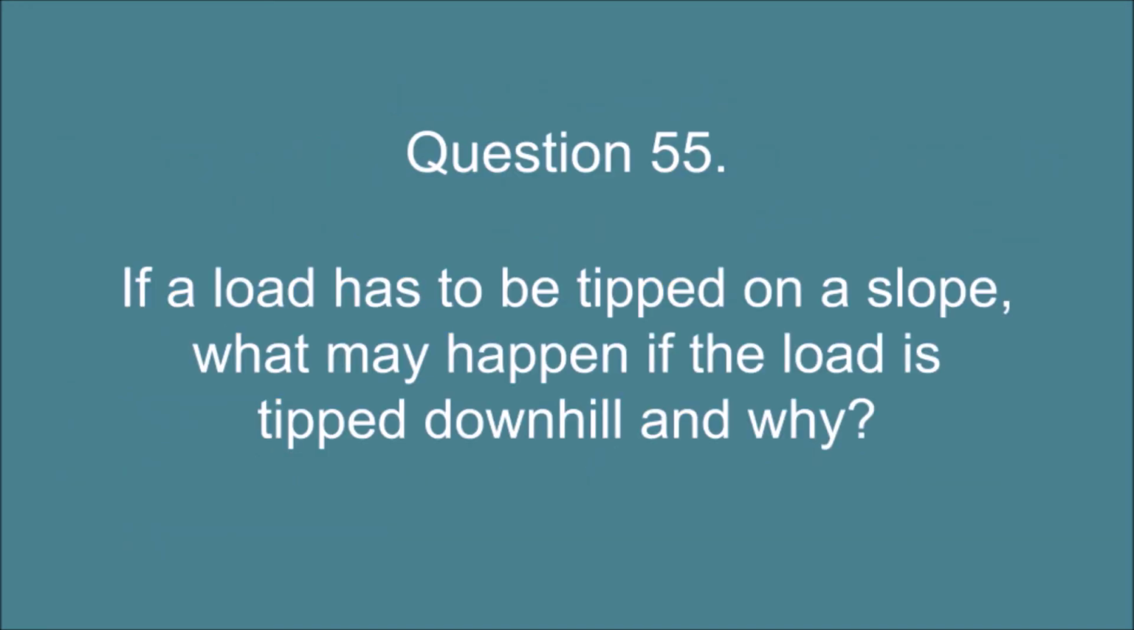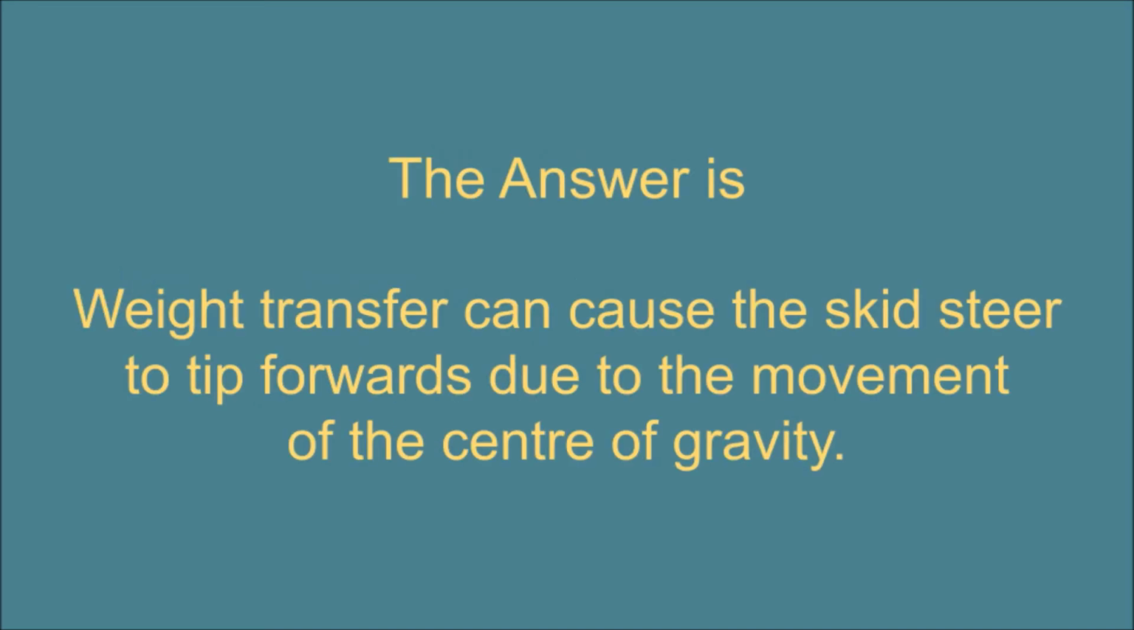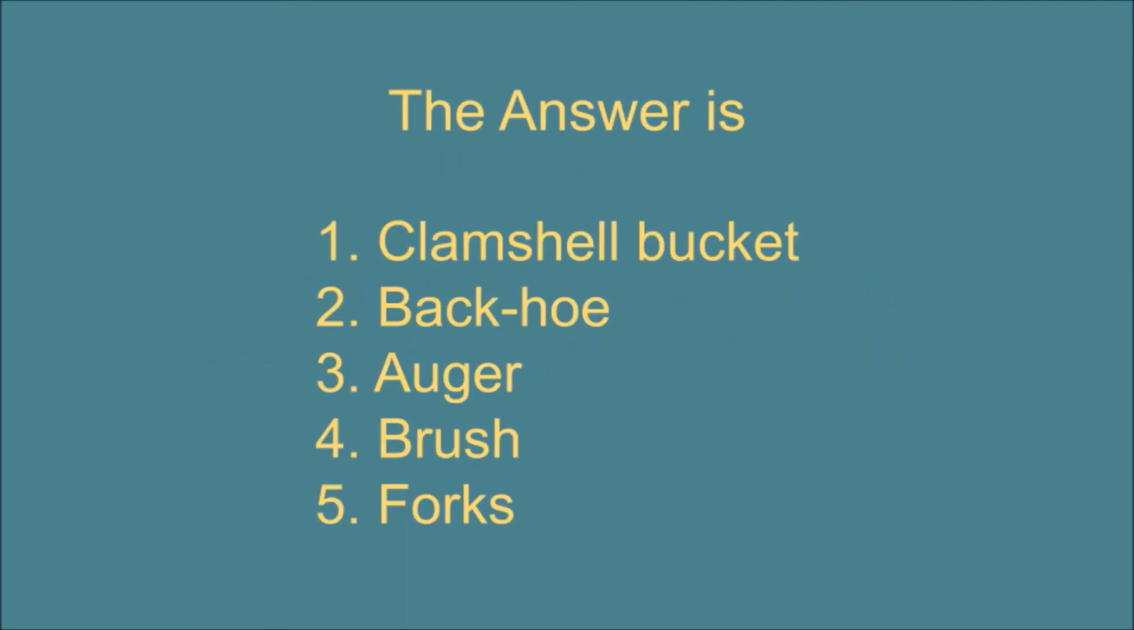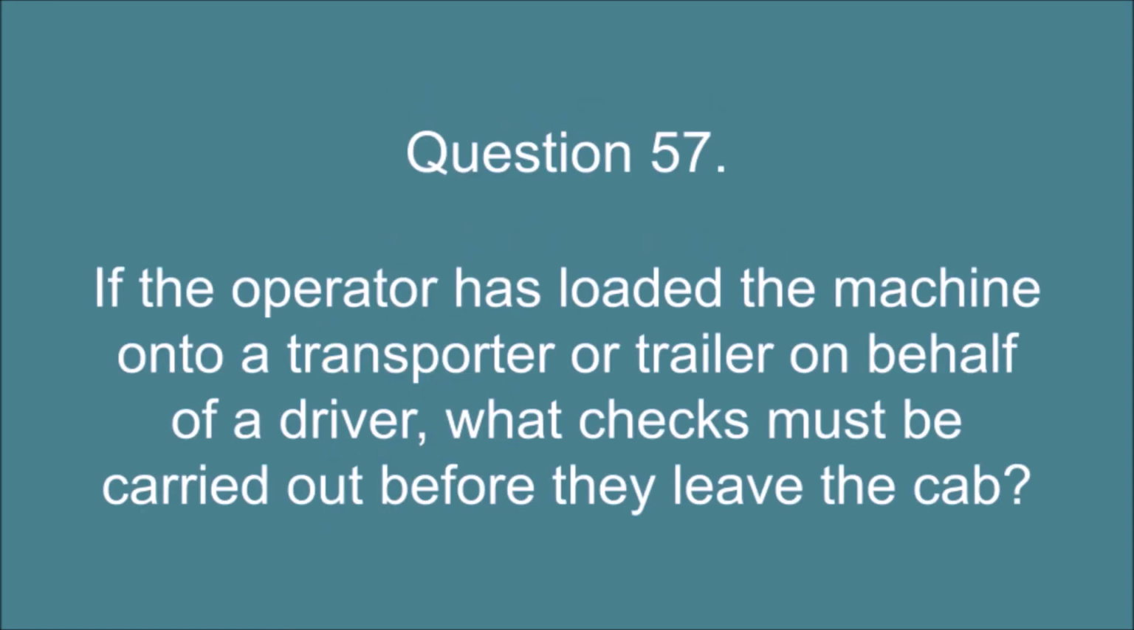Question 55. If a load has to be tipped on a slope, what may happen if the load is tipped downhill and why? The answer is weight transfer can cause the skid steer to tip forwards due to the movement of the center of gravity. Question 56. Name 3 attachments that are available for a skid steer. The answer is 1. Clamshell bucket. 2. Backhoe. 3. Auger. 4. Brush. 5. Forks.